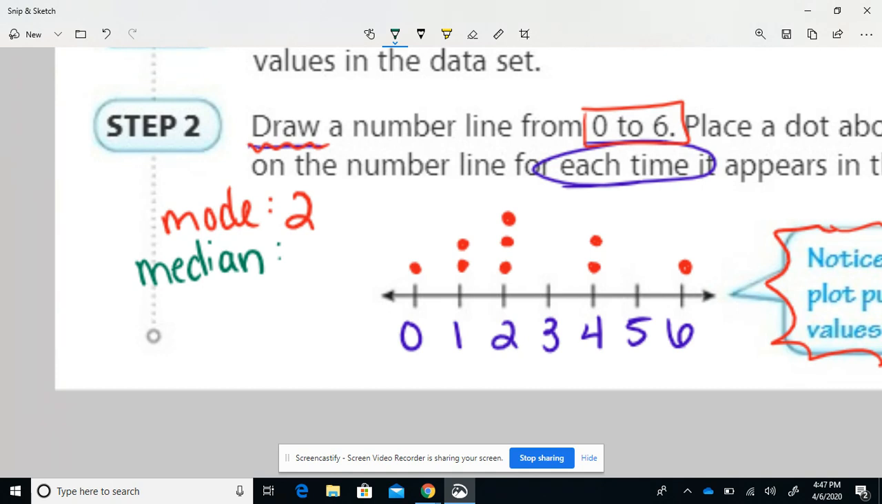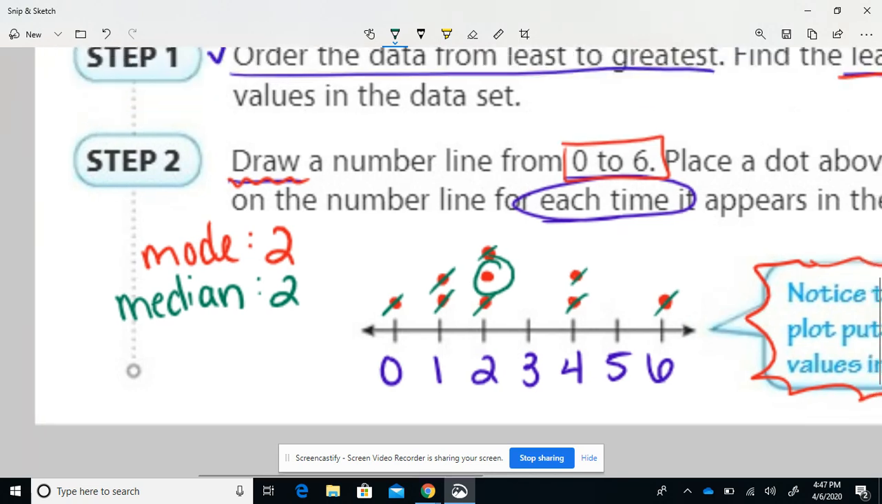If I want to, though, I can cross off my dots. Starting at 0, I cross one off at 0, one off at 6, one off at 1. There's none at 5, so one off at 4. Then 1, 4, 2, 2, and my median ends up being 2. Easy peasy. Oops, excuse me. I hate it when I do that. Okay, so that's another thing that we can use a dot plot for. It makes it super easy.